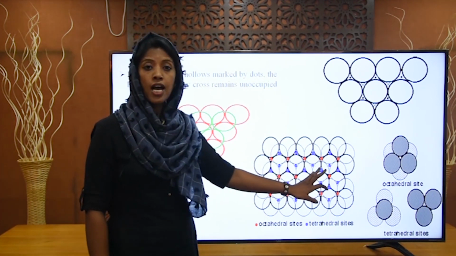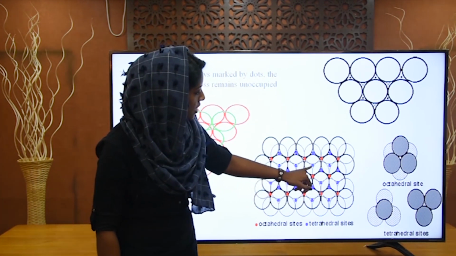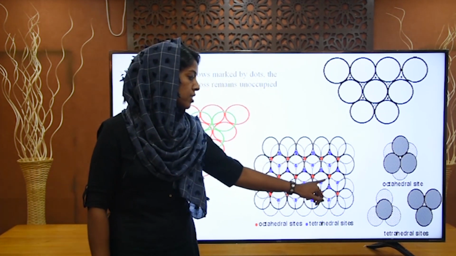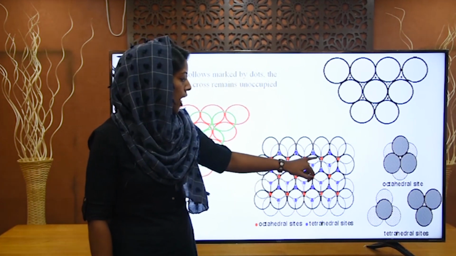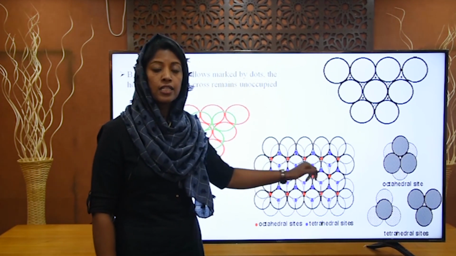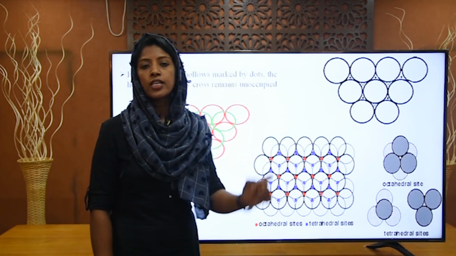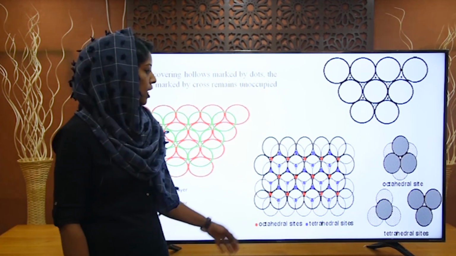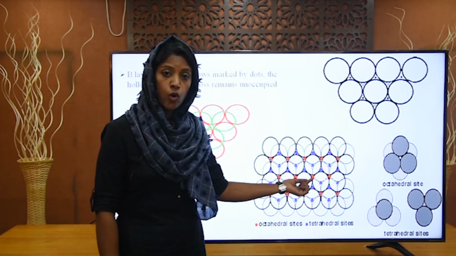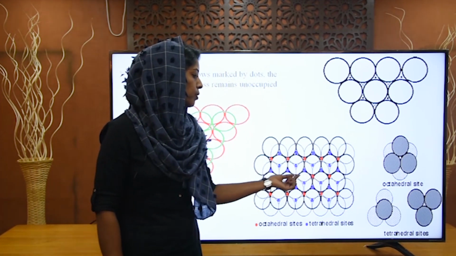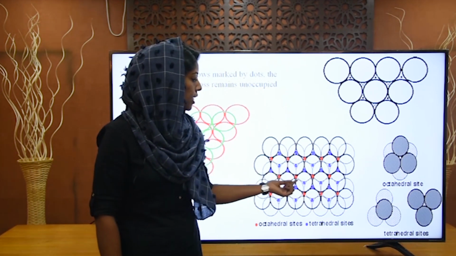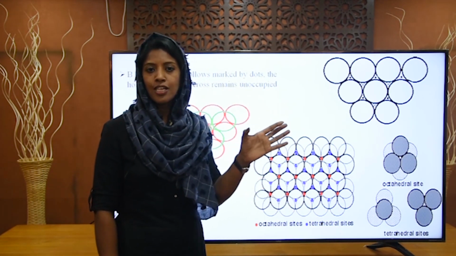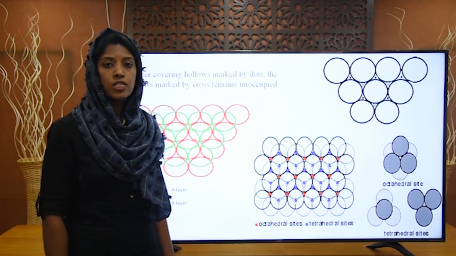Why are we calling this a tetrahedral void? Let's see here. This blue hole is connected with 1, 2 and 3 spheres of one layer and this sphere of the second layer. That means this blue void is connected with 4 spheres. That is why it is known as a tetrahedral void. And see here this red hole. This red hole is connected with 3 spheres from the first row and another 3 spheres from the second row. So that red hollow is connected with 6 spheres. That is known as an octahedral void.